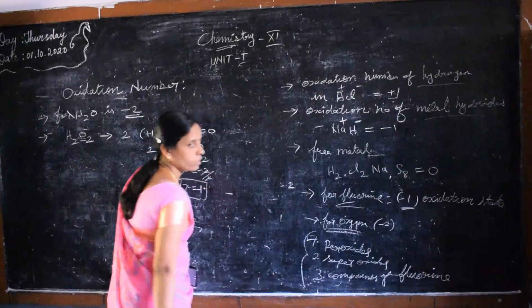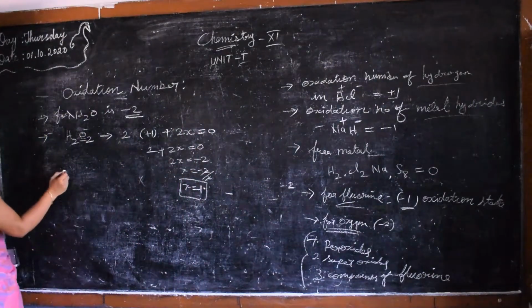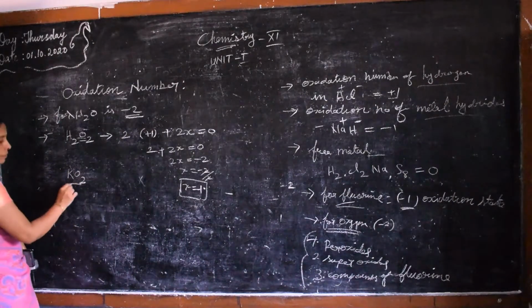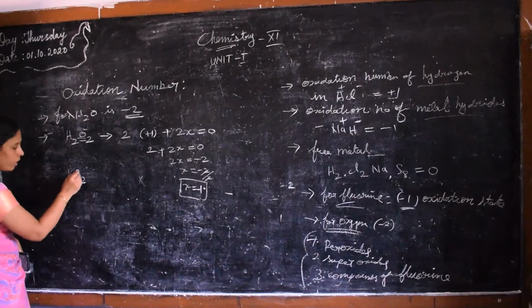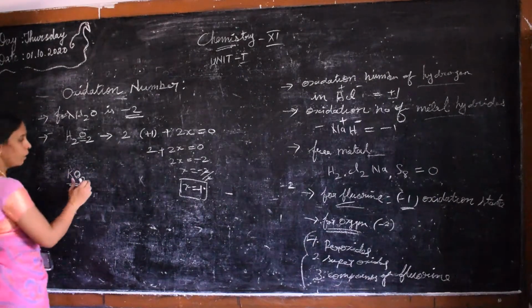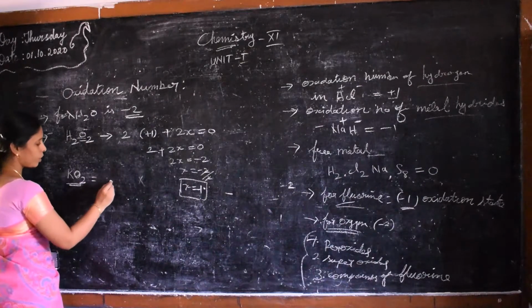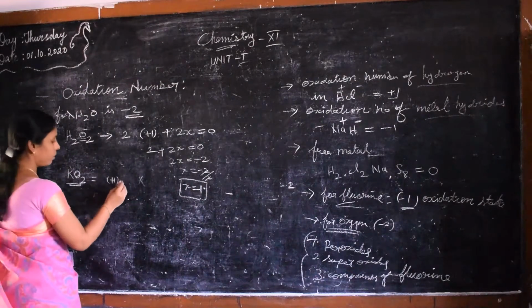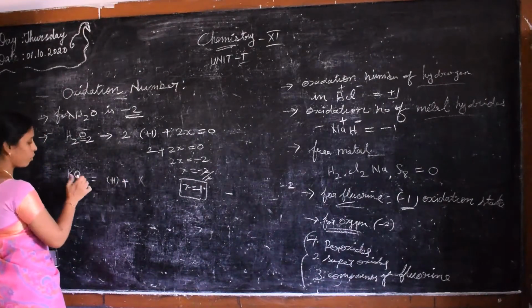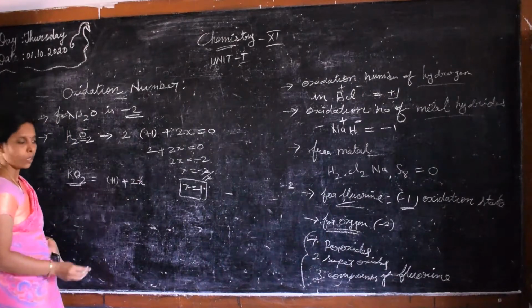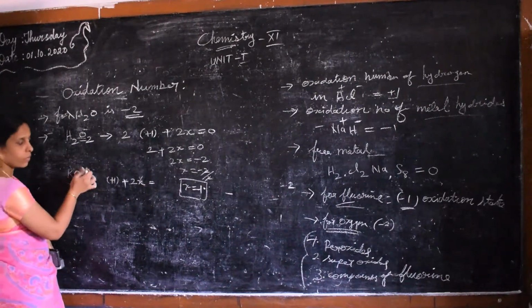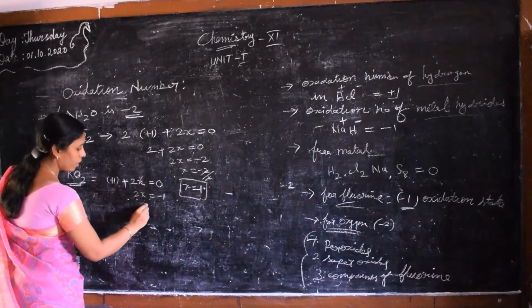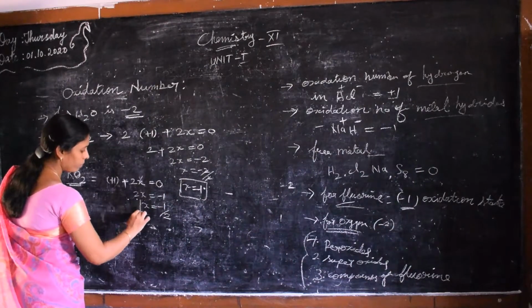And then superoxide. Superoxide means, for example, KO2, potassium superoxide. What is the oxidation state of oxygen there? Here, K's oxidation state is plus 1. How many K here? Only 1 K. Then there are 2 oxygens. So 1 plus 2X equals the net charge, which is 0. So 2X equals minus 1, X equals minus 1 by 2.